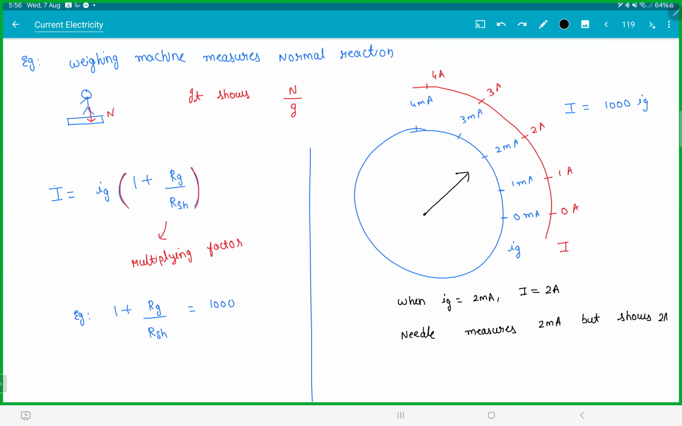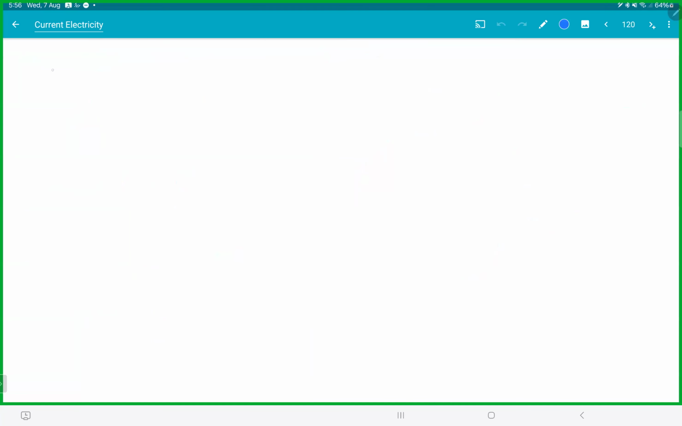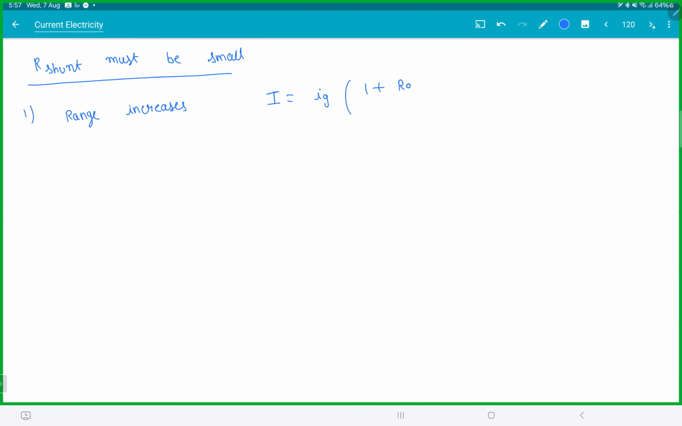Perfect. Now, while constructing this, we have to take certain precautions. First thing, R shunt must be very small. Why? First reason, range increases. You can measure larger currents. Because if you see, capital I is Ig into 1 plus Rg by R shunt. So if the shunt is small, you'll get a bigger multiplying factor.